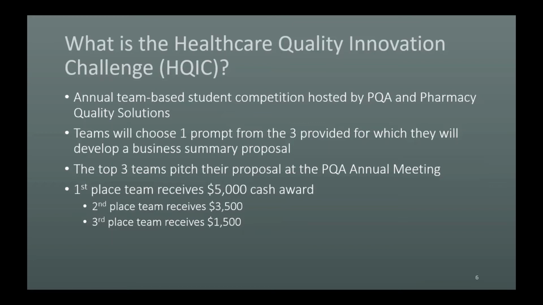So like I mentioned earlier, this is the 4th year that this competition is being run, and it's a team-based competition. So there's 3 different prompts that we have each year that we put forth, and you as a team are able to choose one of those prompts to put forth a business solution and put that together within a business summary proposal. From those business summary proposals that are submitted, we have a panel of judges from across our multi-stakeholder membership that judges each of these. And from that point, they select the top 3 teams, which then are asked to attend the PQA annual meeting to give their final pitch to another panel of judges as well.